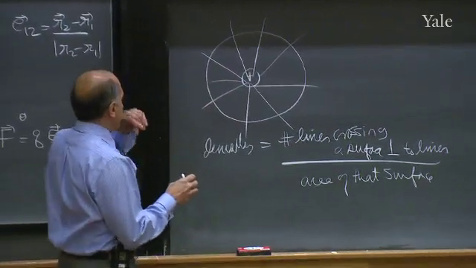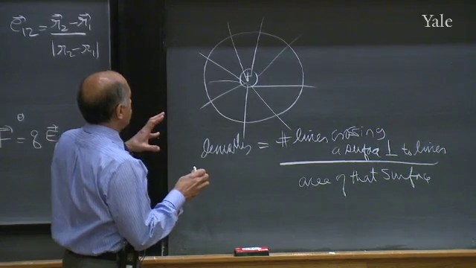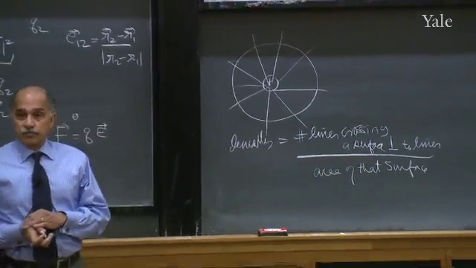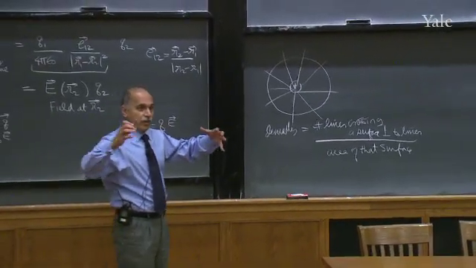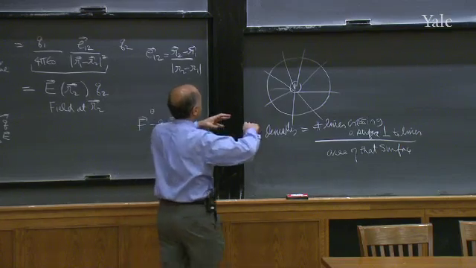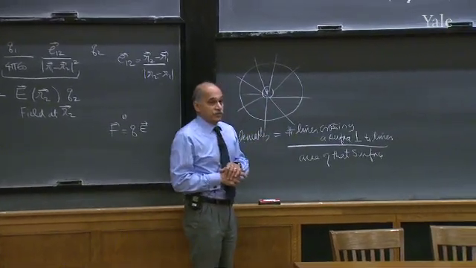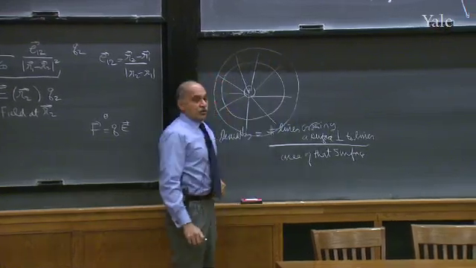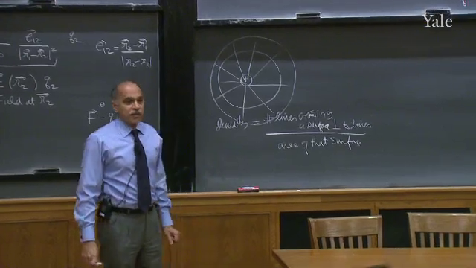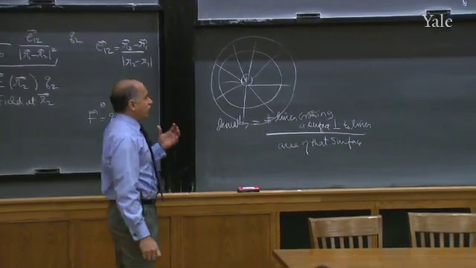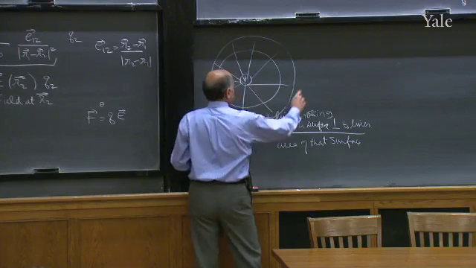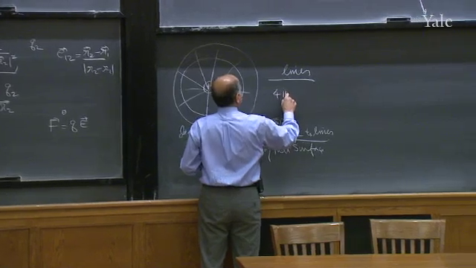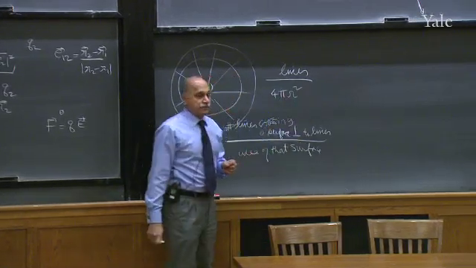Let's make a convention that we will draw a certain number of lines for every coulomb, say 32 lines per coulomb. 32 lines are going out. I draw a sphere of some radius, 32 lines cross that sphere. I draw a bigger sphere, 32 lines cross that sphere also. But they are less dense, because the number of lines per area will be the number of lines per charge divided by the area of the sphere, which is 4 pi r squared.